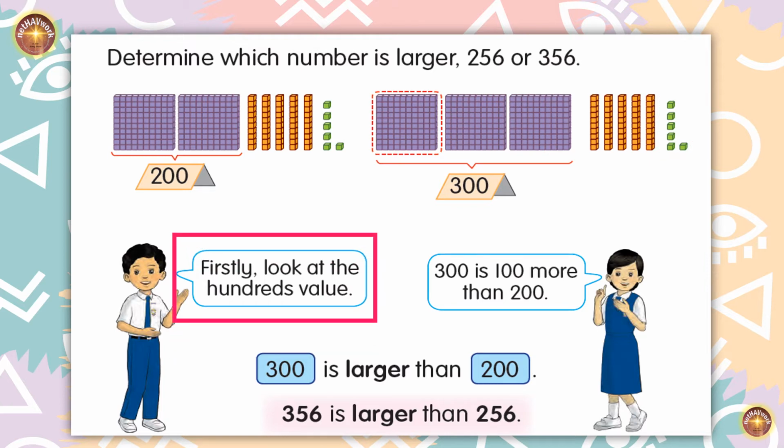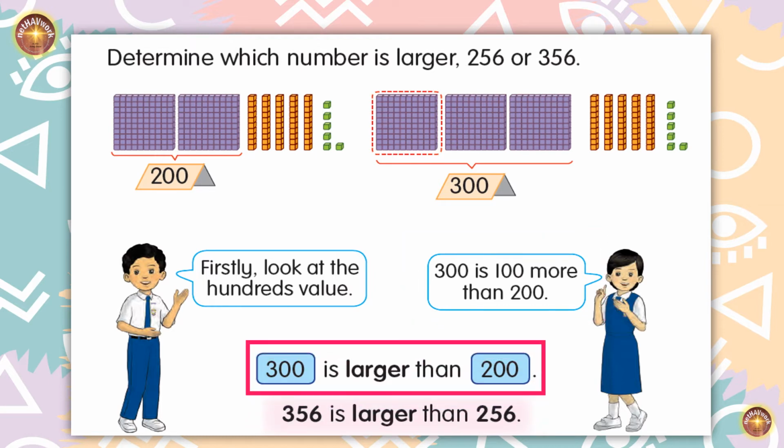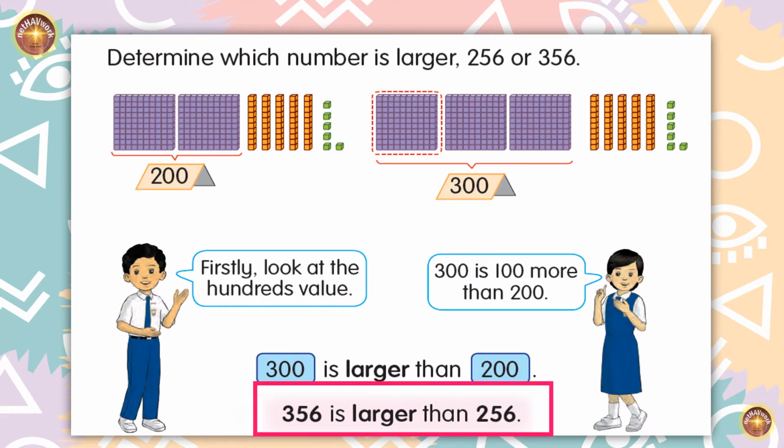So, firstly, look at the hundreds value. 300 is 100 more than 200. So, 300 is larger than 200. So it becomes 356 is larger than 256.